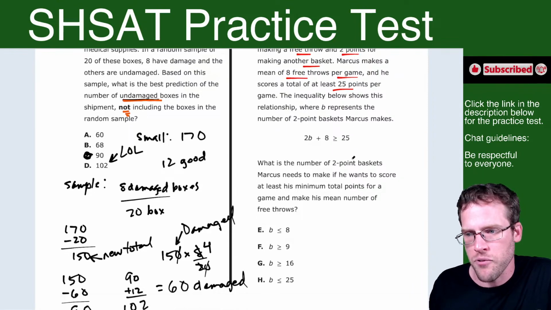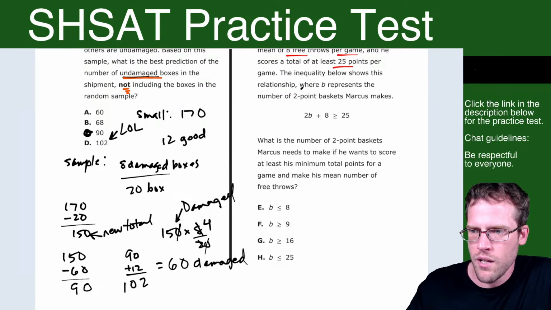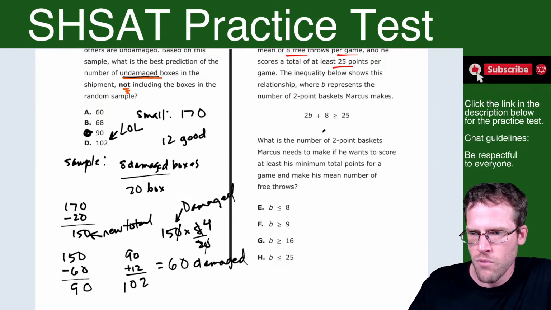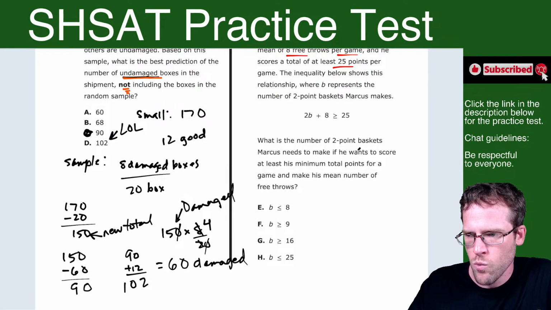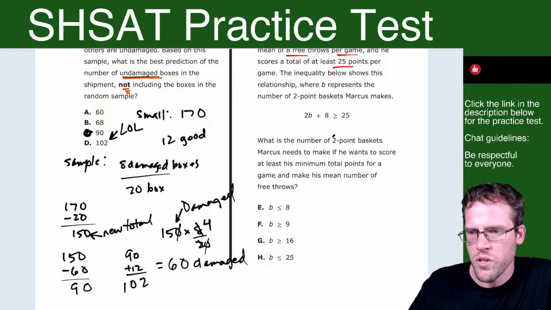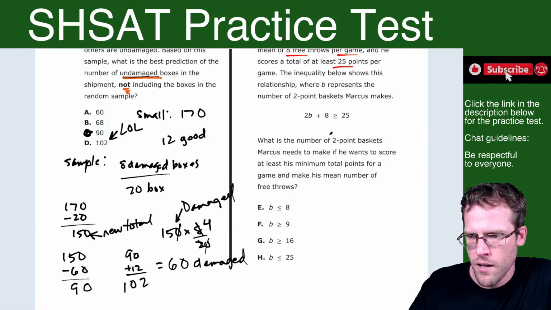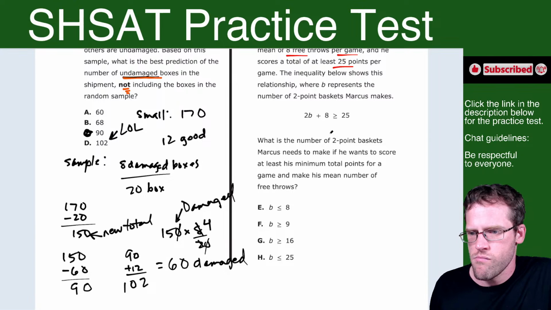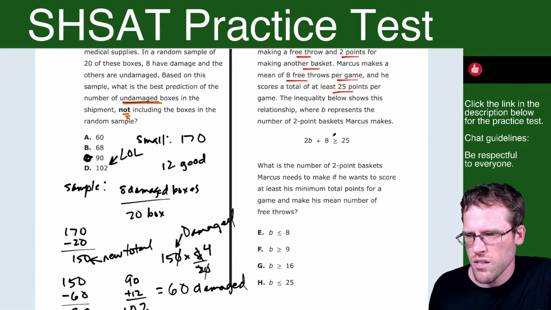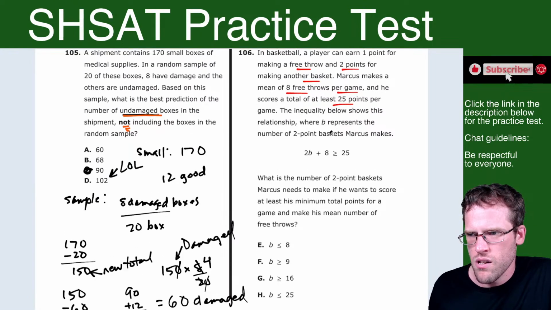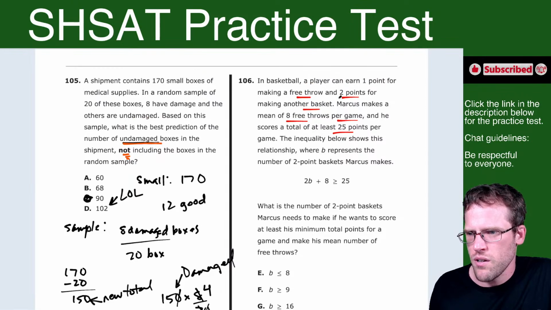All right, so they set it up for us. That was nice. What is the number of 2-point baskets Marcus needs to make if he wants to score at least his minimum total points for a game and make his mean number of free throws? Are we just solving this inequality? Is that really what's happening here? I'm just trying to make sure.